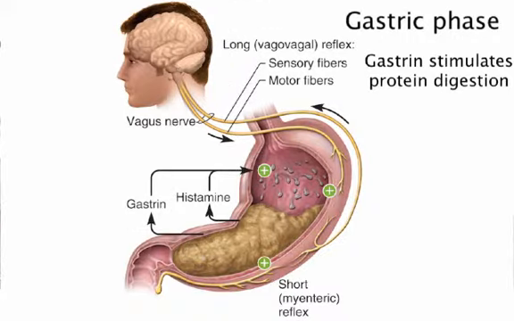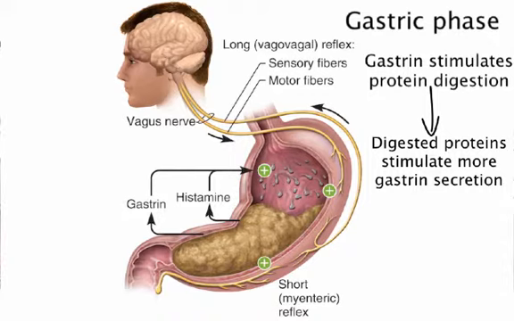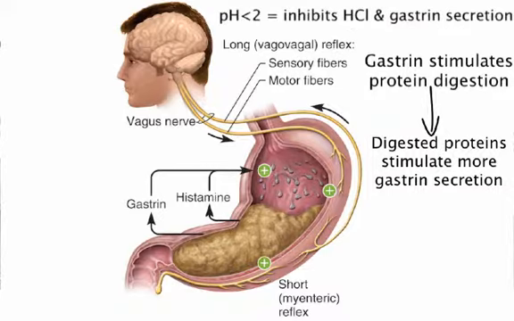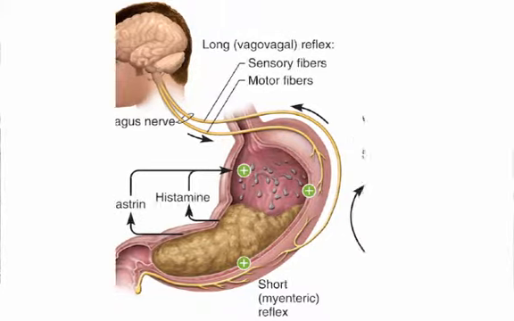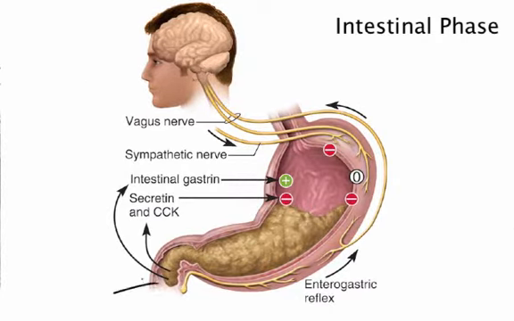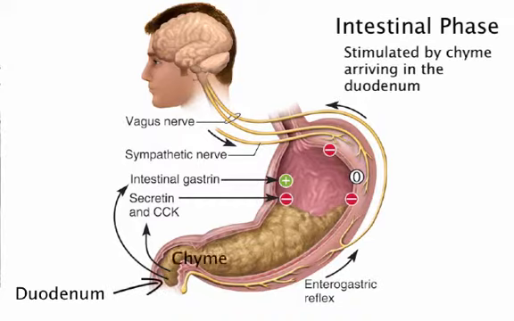As dietary protein is digested, it breaks down into smaller peptides and amino acids which directly stimulate the G cells to secrete even more gastrin. This positive feedback loop accelerates protein digestion. The gastric phase winds down as proteins leave the stomach and the pH falls below 2, inhibiting the secretion of hydrochloric acid and gastrin.